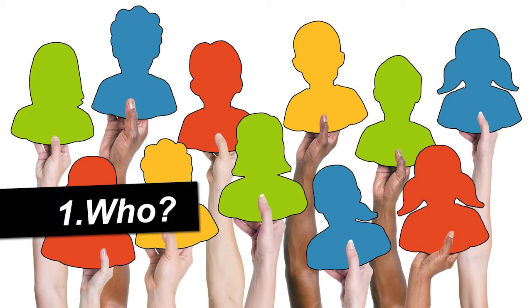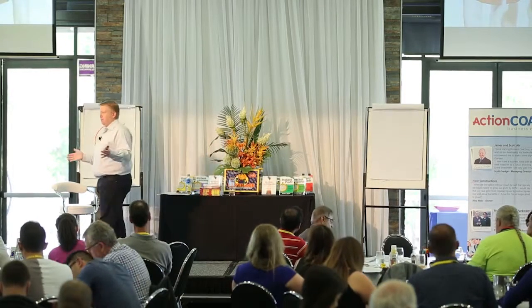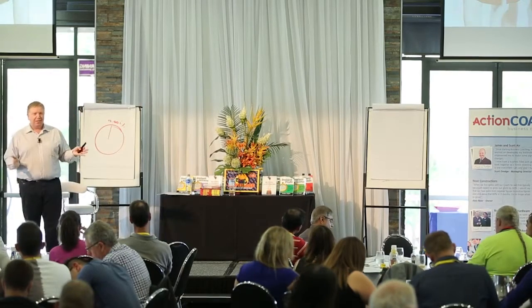So let's have a look at the 7-step process to build your marketing plan. First thing is you've got to work out who is your ideal client. And I'm not talking about a pulse and a wallet. That doesn't make a client ideal, does it?